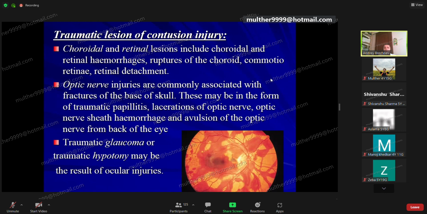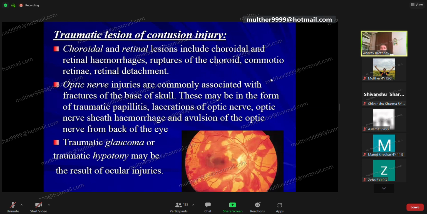Traumatic glaucoma or, on the other hand, traumatic hypotony may be the result of ocular injuries. Traumatic glaucoma is associated with increased intraocular pressure and should be treated according to the rules of glaucoma treatment. In case of hypotony, when the intraocular pressure decreases, there exists a risk of atrophy of the eyeball, shrinking of the eyeball, and by medicine, or by surgery, in some cases we try to increase intraocular pressure to prevent such complications.